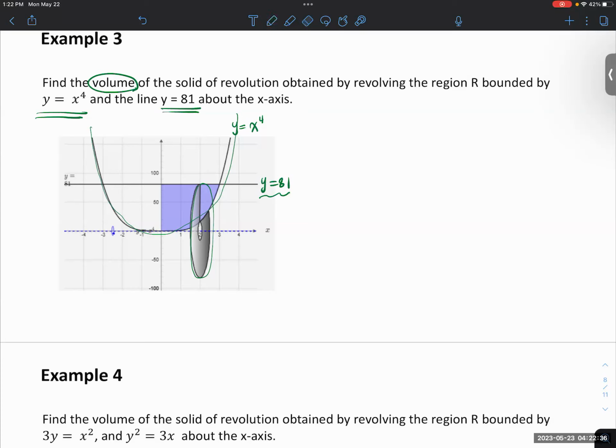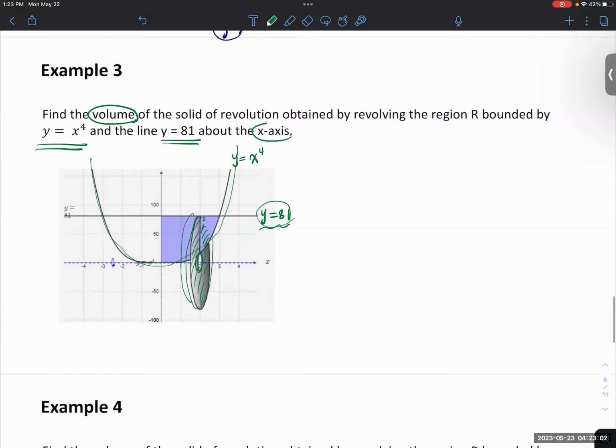Actually, I made a mistake. This is when you're rotating x to the 4, and this one is going to be the smaller one. Then you subtract, so there's going to be a hole. We are looking for the volume between the two functions. It's a little bit of an ugly shape, but thank God here we have to rotate about the x-axis.